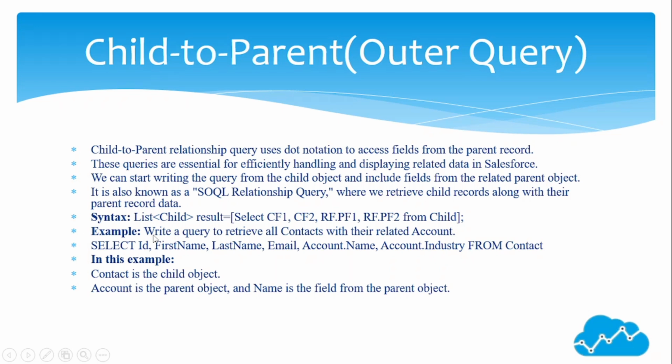Let's see an example. Write a query to retrieve all contacts with their related account. For this we need to write the query: select Id, FirstName, LastName, Email. Then from the parent we need to write Account, this is the object name, dot Name, this is the field name. Then again Account, the object name, dot Industry, the field name, from Contact. In this example, Contact is the child object, Account is the parent object, and Name is the field from the parent object.